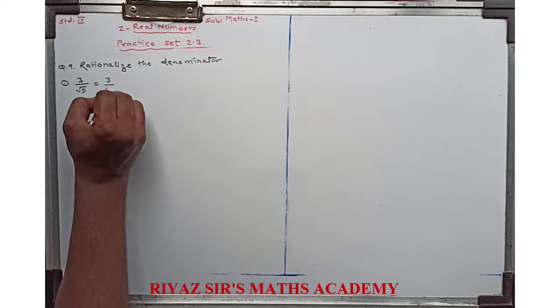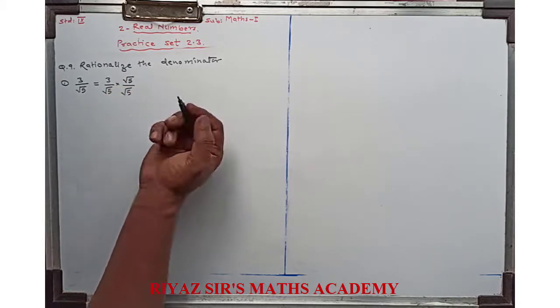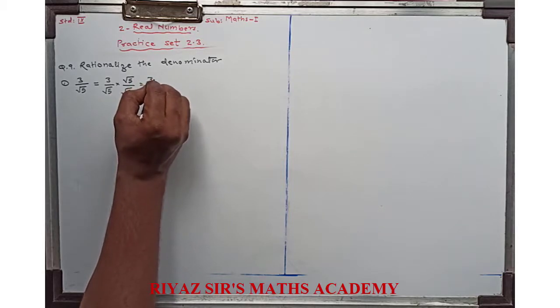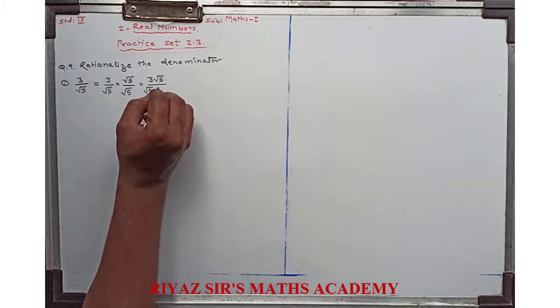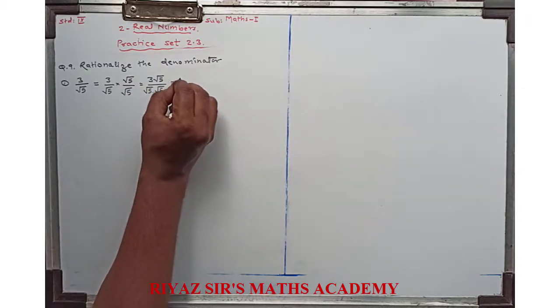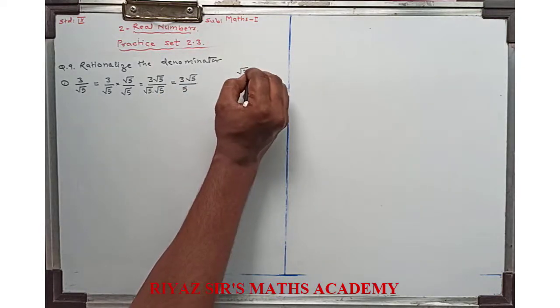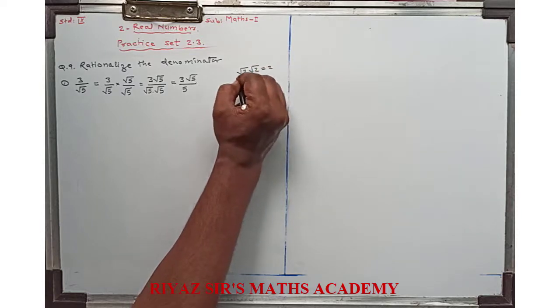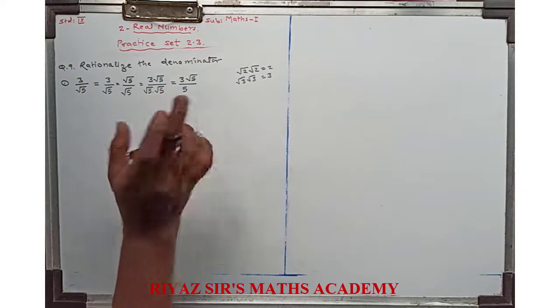So 3 upon root 5, just multiply both numerator and denominator by root 5. The same factor we have to multiply, root 5 into root 5. Okay. So you will get 3 root 5 upon root 5 into root 5, and root 5 into root 5 is 5 only. Before I said this root 2 into root 2, it is 2 always. Root 3 into root 3, it is 3 always. Similarly, root 5 into root 5, it is 5 always.